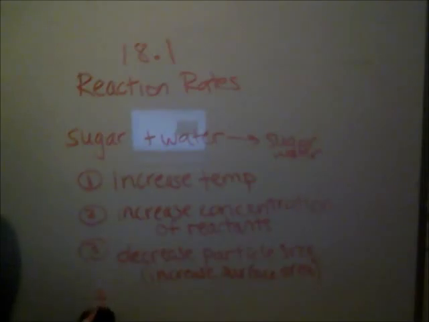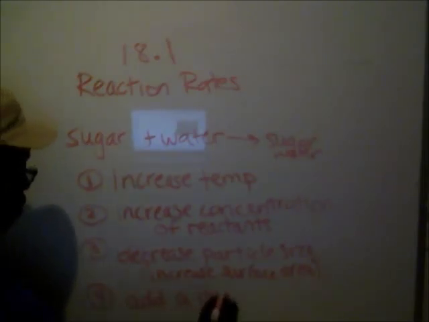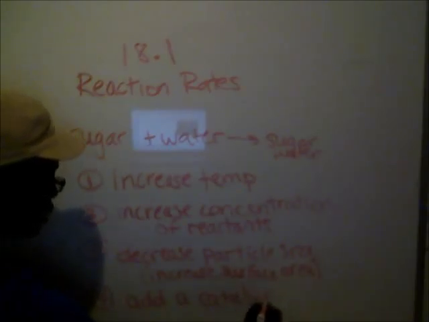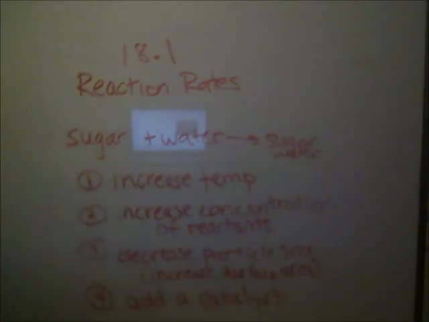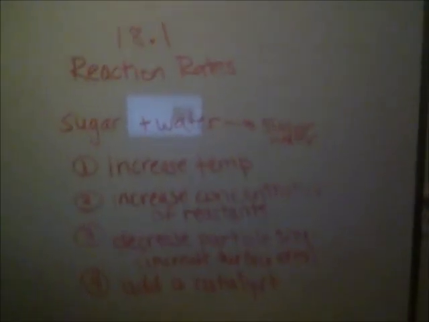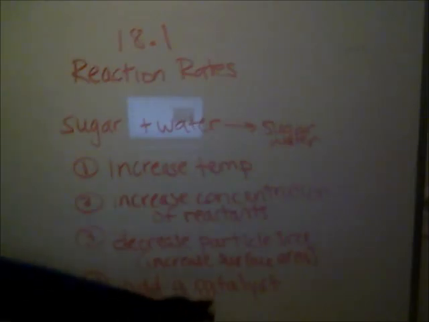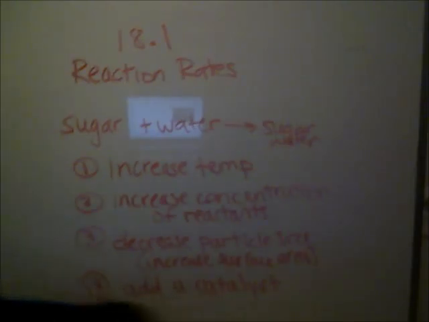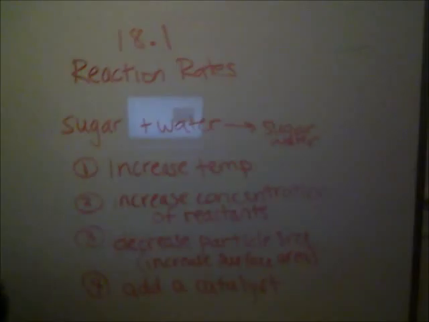And then the last thing we can do is add a catalyst. And remember, a catalyst is something that speeds up the reaction because it lowers that activation energy. So it takes less energy or prep for the reaction to take place. One thing to keep in mind is that catalysts are never destroyed during a reaction. They're just a way to help the reaction take place, so they themselves are never used up.